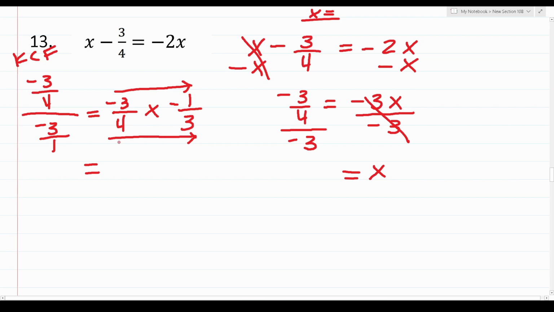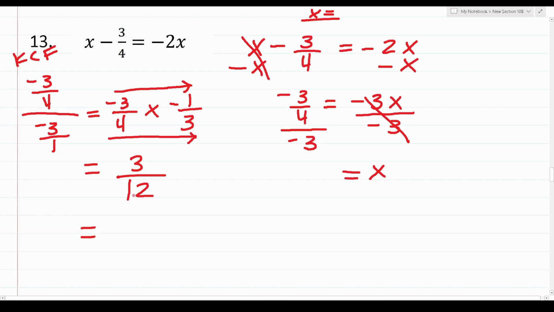And again, this is -3/4 times -1/3. So we know we have a negative times a negative. Our answer is going to be positive. 3 times 1 is 3. 4 times 3 is 12. Okay, we're not quite done yet.